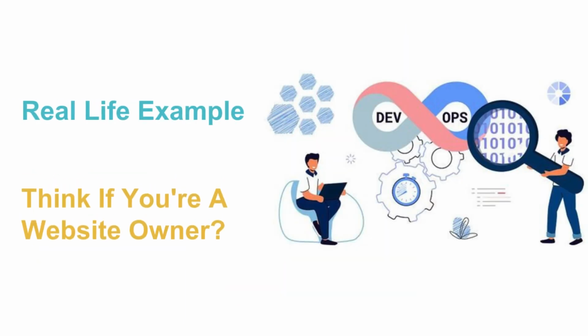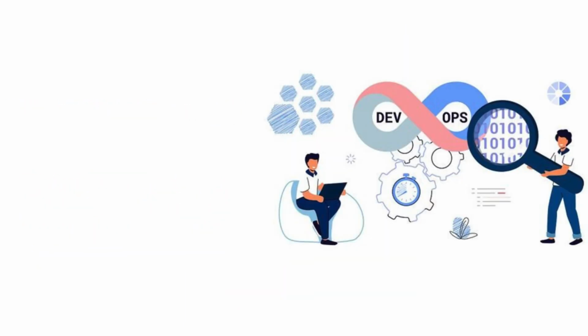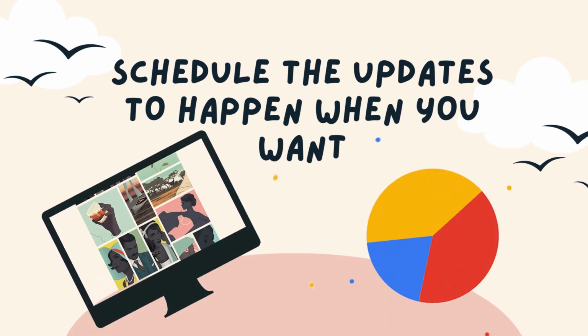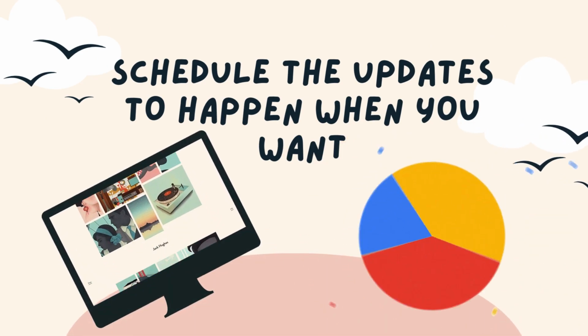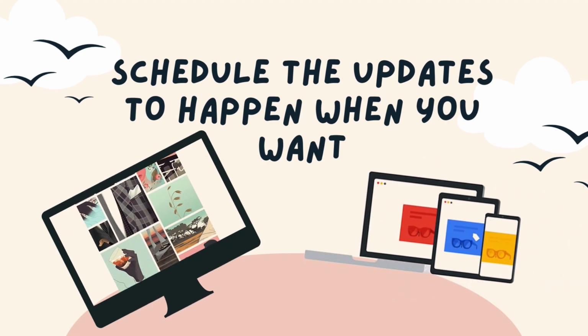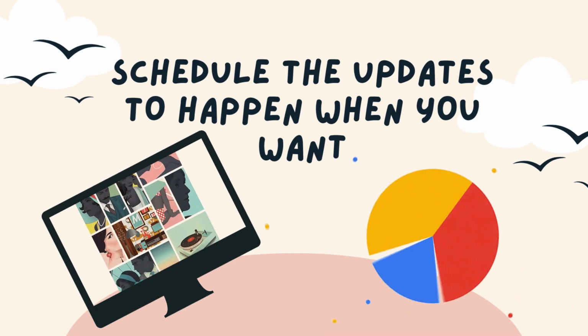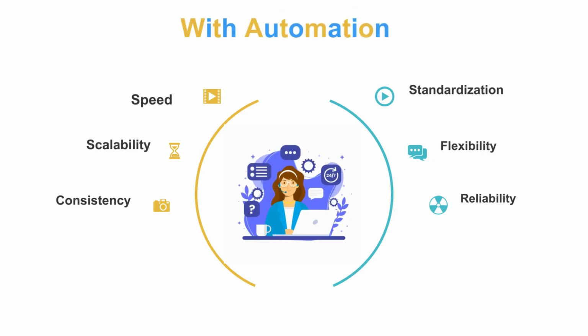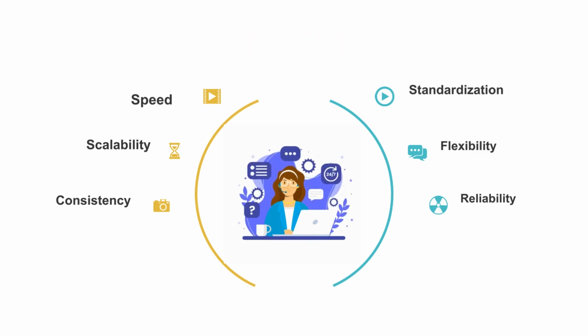Let's take a real-life example. Imagine you're a website owner and you want to update your site's content regularly. With automation, you can schedule these updates to happen at midnight, for example, every night without you having to do it manually.